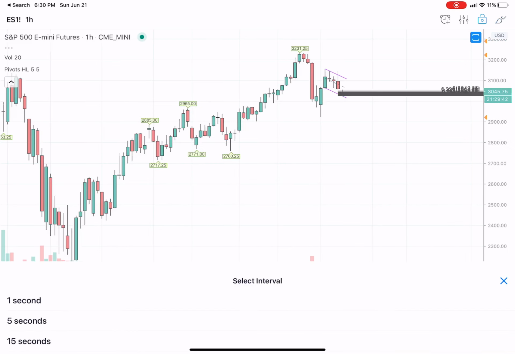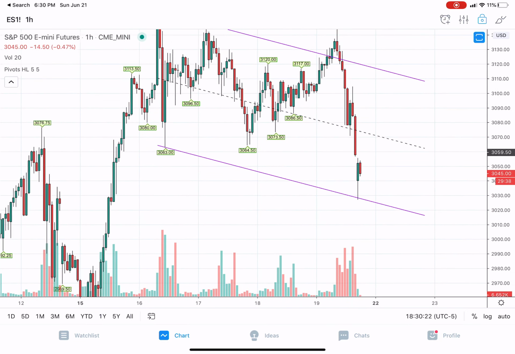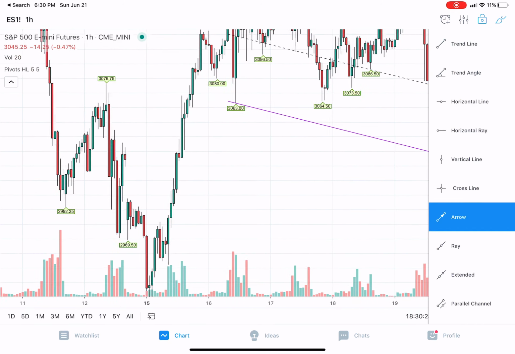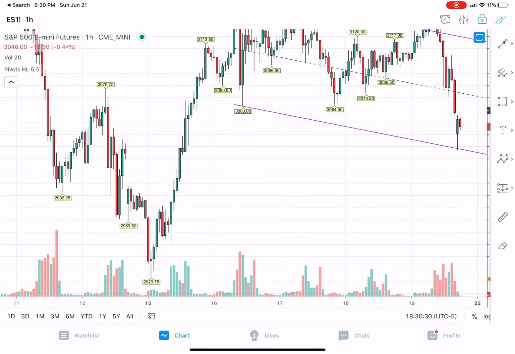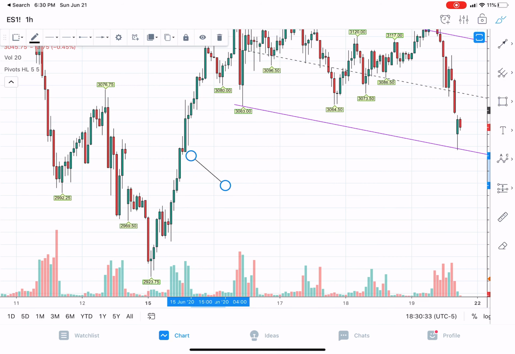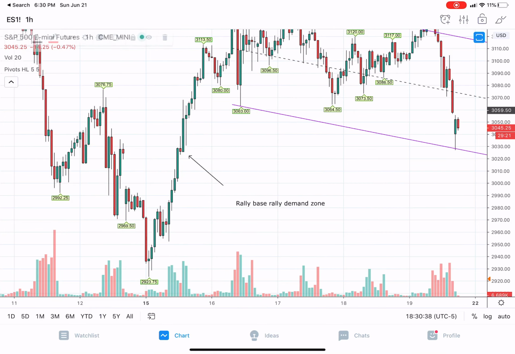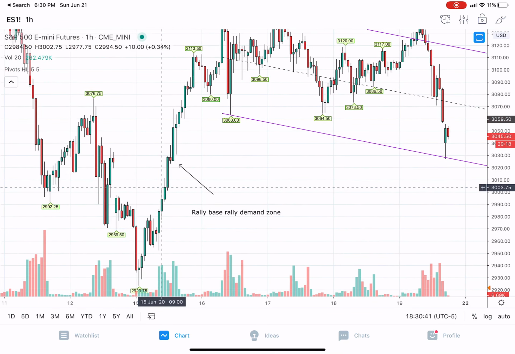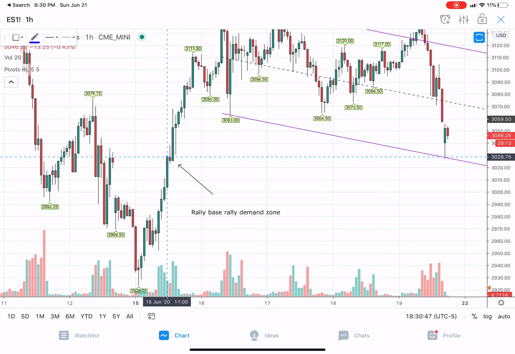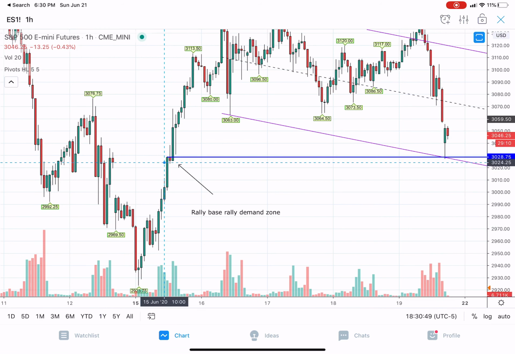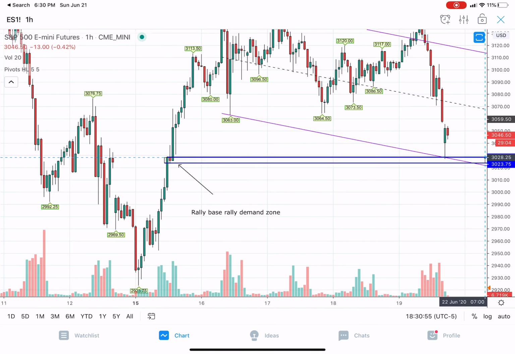Let's see what the ES did. Why did ES bounce? Okay, so again, here's another fresh level of demand on the ES. We get a rally, base, rally demand zone right here. Same thing: I would take my ray at the open, extend it at the lows somewhere on here, and then take my handy dandy box, extend it out, and look at where it bounced.